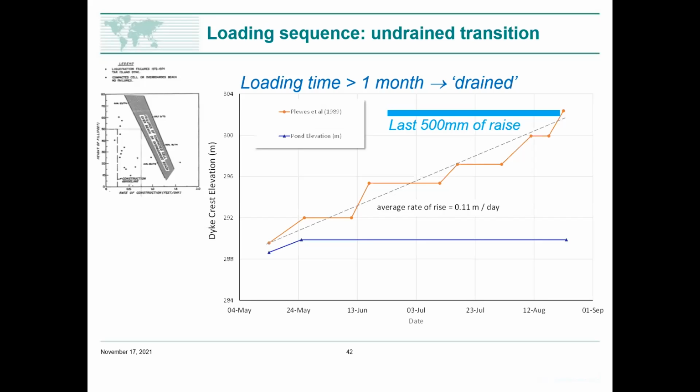So last point is, okay, what about this drained to undrained transition? This is the repeat of the cartoon or the schematic I showed you earlier, the figure from the engineers of the day, controlling construction through a rate of rise to keep themselves out of an undrained transition. And this is the trend line in detail pulled from the Plewis et al. paper, and that averages out to a rate of rise of that.